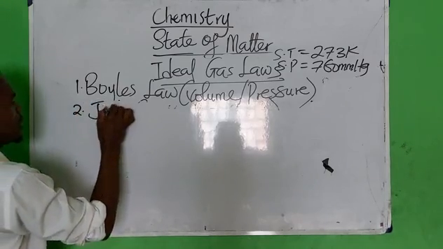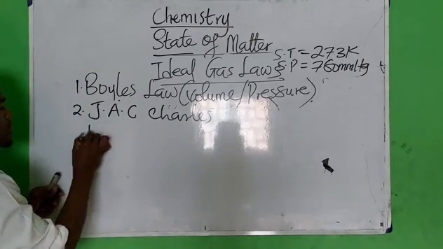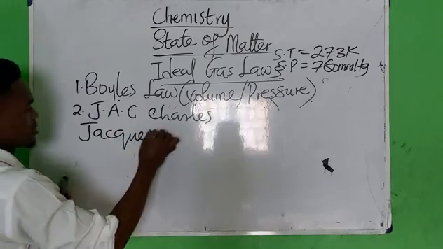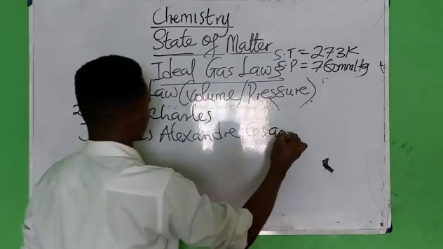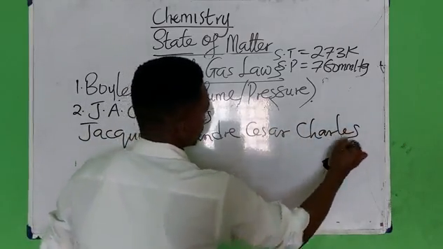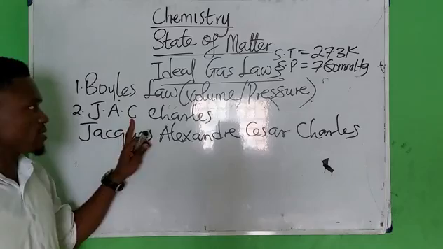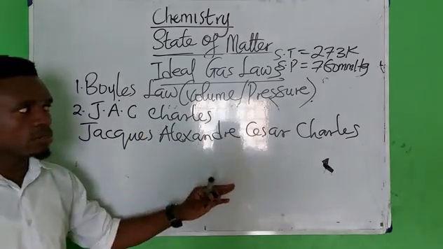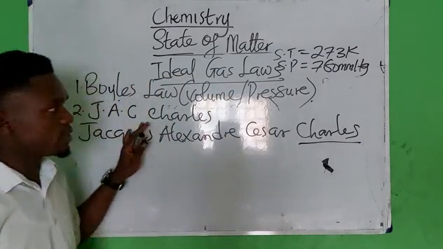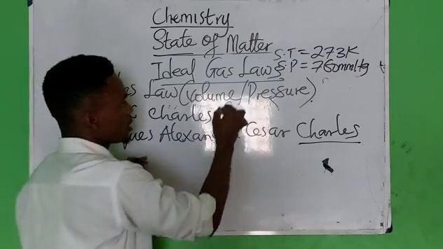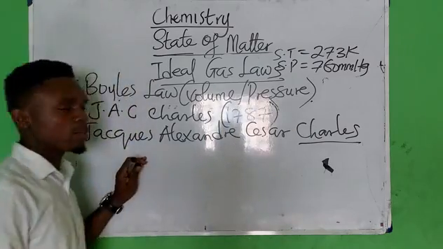We have Jacques Alexander Caesar Charles. This is the full name of Charles. But in secondary school, they will tell you Charles. They will not tell you the full name, all right? So it's good you know the full name of this guy. His experiment was conducted in the year 1787. All right, please take note of that.